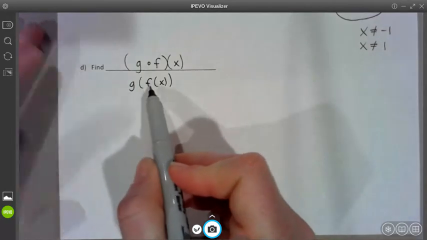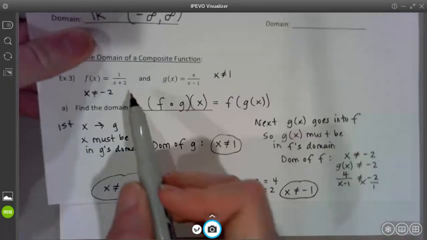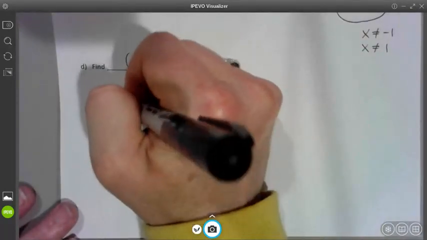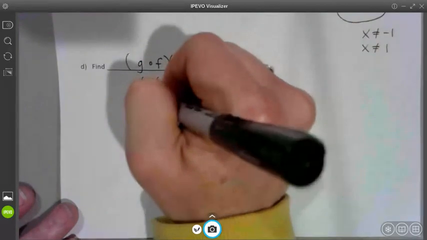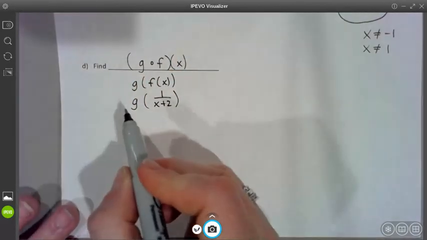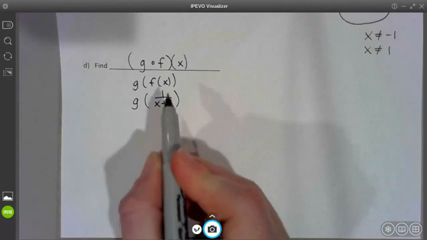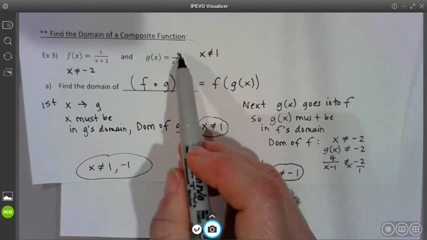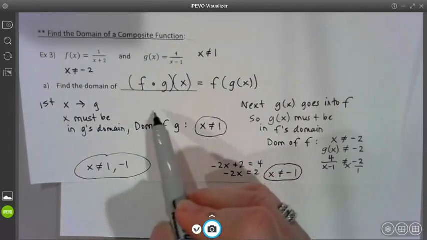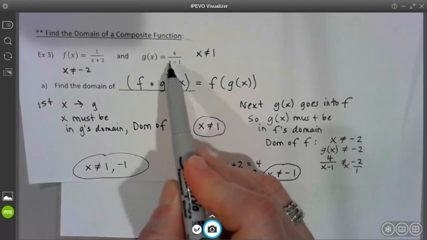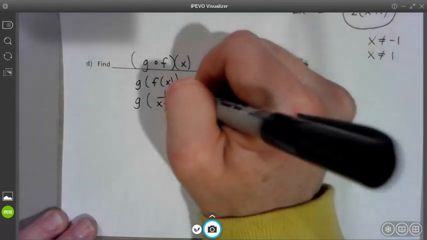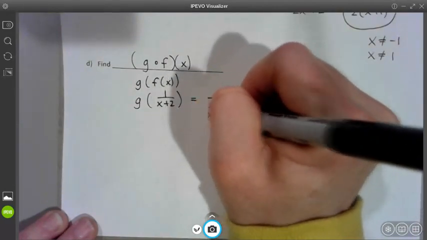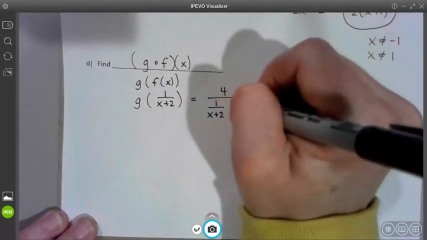First x would go into function f, but x is already living inside of function f. So in reality, it's f of x, the entire function, which is 1 over x plus 2, that is going to get plugged into function g. So let's plug 1 over x plus 2 into the entire g function. The g of x function says 4 over x minus 1. So that x is going to come out, and the entire f of x function is going to go in. So that becomes 4 over 1 over x plus 2, and then you still have that minus 1.